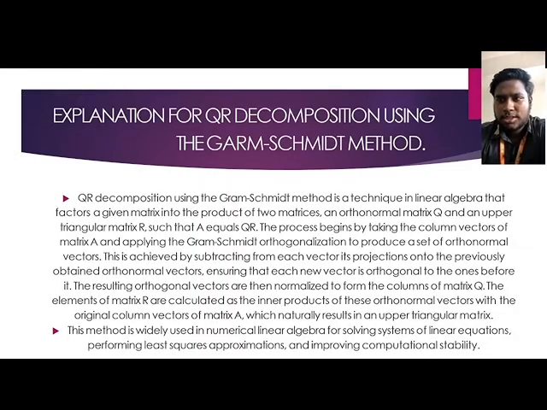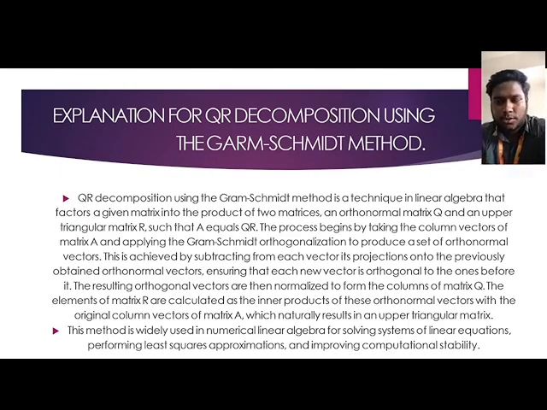QR decomposition is a method in linear algebra where a matrix A is broken down into two matrices, Q, an orthogonal matrix, and R, an upper triangular matrix, such that A equals QR. The Gram-Schmidt process helps us to create orthogonal vectors from the columns of A. We do this by making each column orthogonal to the previous ones and then normalizing them to form Q. Then we use the inner products to calculate the values in matrix R.